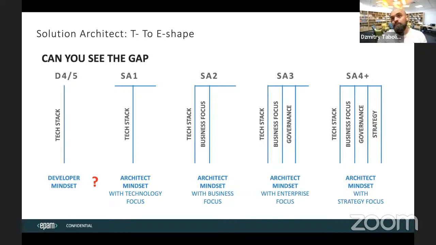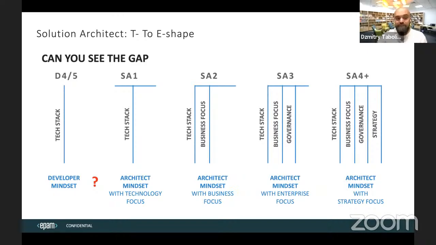When I start to think about this same picture from my solution architect perspective, the gap is in the mindset. And the tricky part with the mindset is that it's not that easy to go and read a book and overnight you become an architect, right?